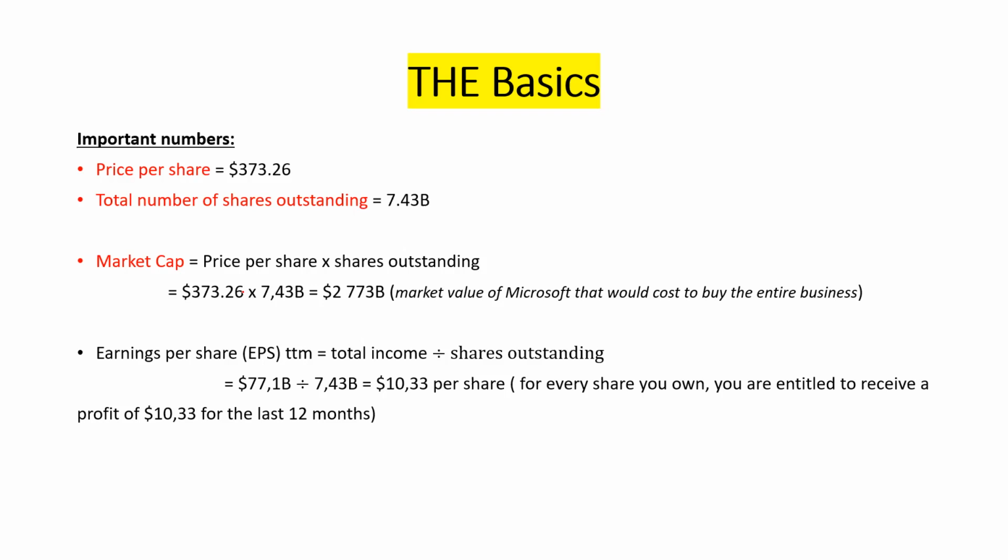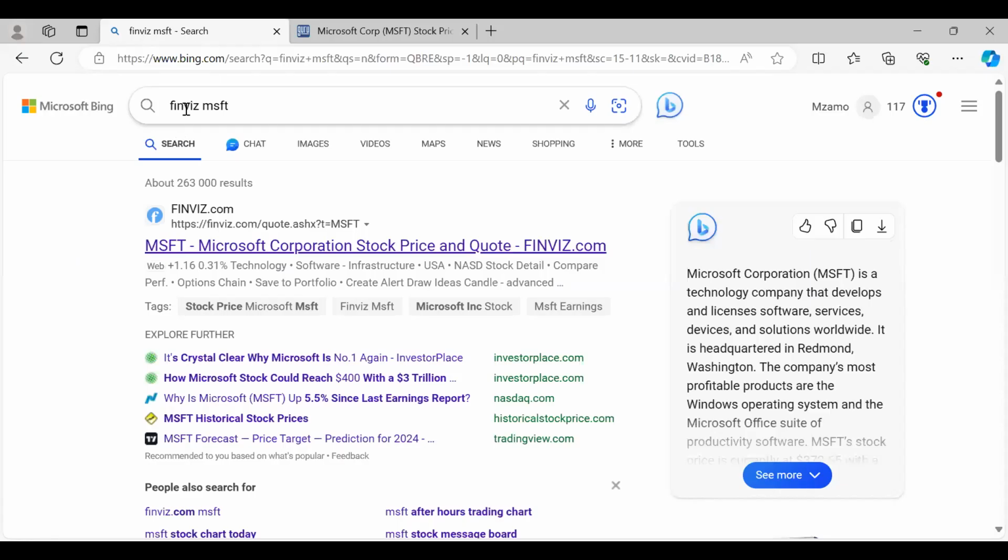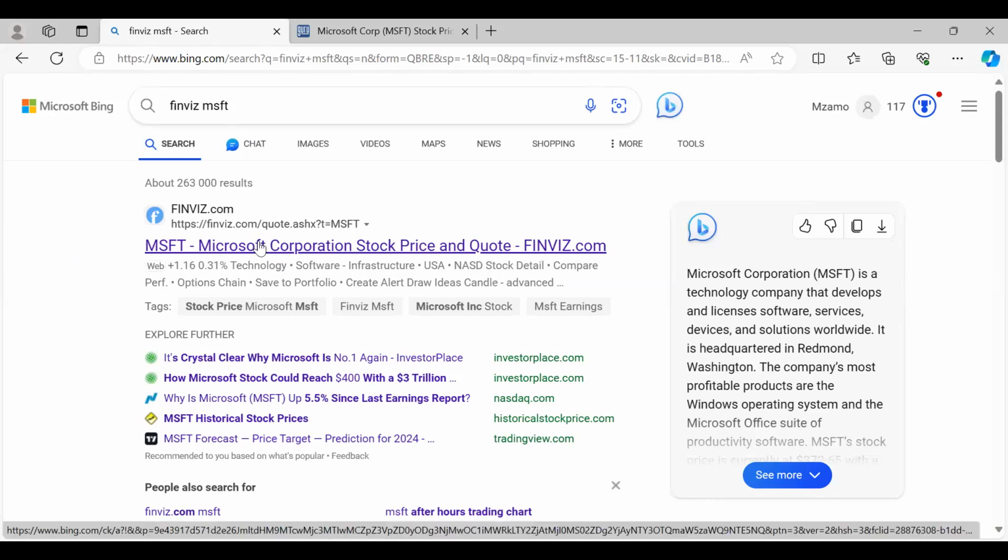So where does one get this information I have just mentioned? There are plenty of websites that report this information for free. In this instance, I will use the FinViz website to get this info for Microsoft, which has the ticker symbol MSFT. So what do we do? We navigate to the website. You go to your web browser, you type in FinViz MSFT, which is the ticker symbol for Microsoft, and then you press search, and the link that will take you directly to the FinViz website will appear.